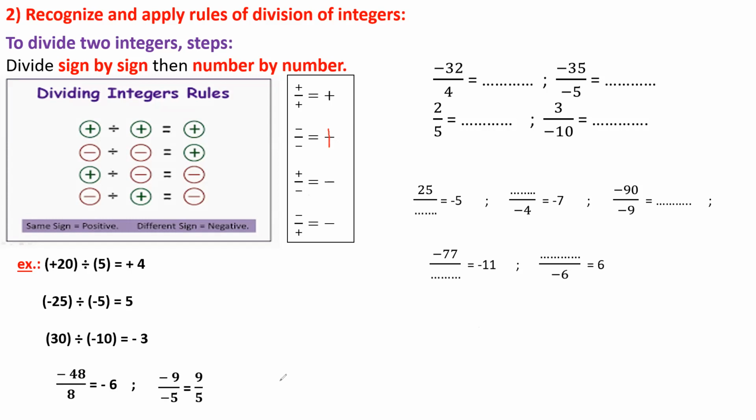As you can see, I solved this exercise, of course, to practice. I have negative 32 over 4. I say negative over positive is negative, and 32 over 4 is 8. Now, negative 35 over negative 5. Negative over negative is positive, and 35 over 5 is 7. 2 over 5, positive over positive is positive. 2 over 5 is 0.4. Of course, you can get your answer using a calculator. 3 over negative 10, positive over negative is negative, and 3 over 10 is 0.3. You can continue solving this exercise.